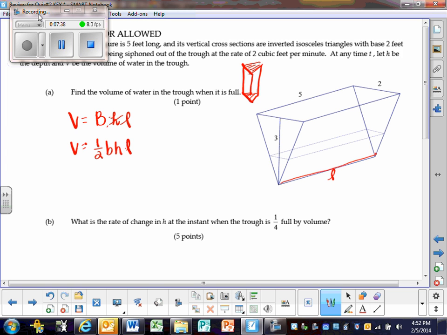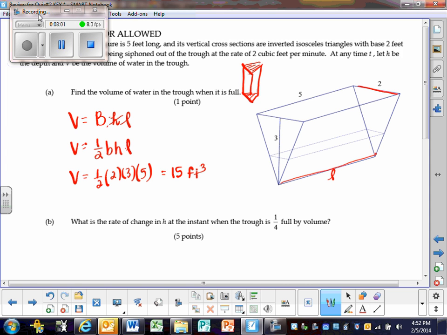So finding the overall volume was impossible if you didn't know how to find the volume of a prism. Volume is equal to 1/2 the base of the triangle, which is 2, the height of the triangle, which is 3, and the length where the water is going across, which is 5. So we end up with 15 cubic feet.